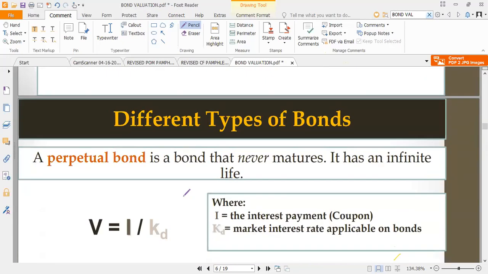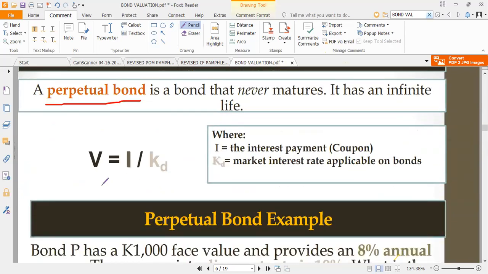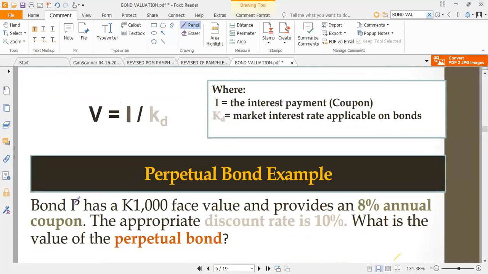Now, there are different types of bonds that you need to know. There's what is called a perpetual bond, which is a bond that never matures. It has an infinite life. The value of the bond is given by I, which is the coupon payment, over KD, which is the market rate. So if we have a perpetual bond with a 1,000 kwacha face value, it provides an 8% annual coupon, and the appropriate discount rate is 10%. What is the value of this bond?